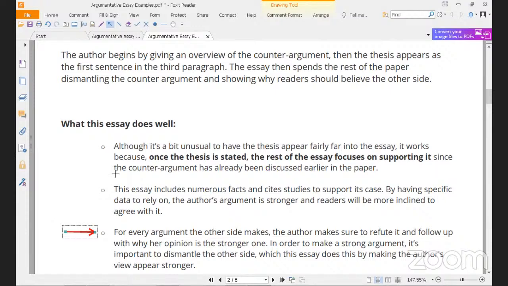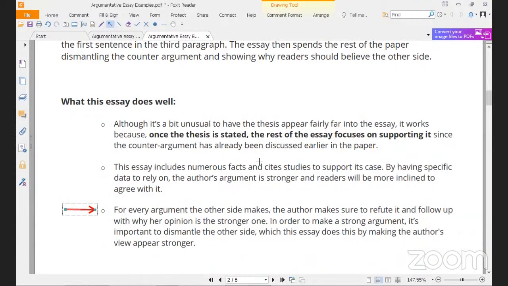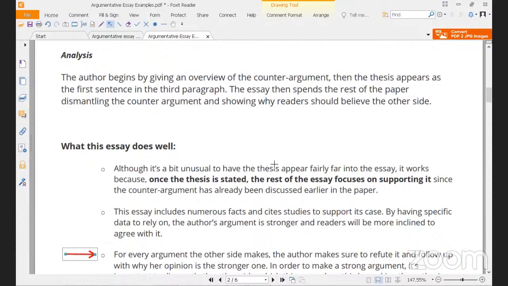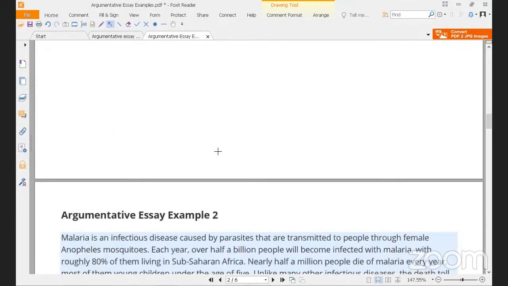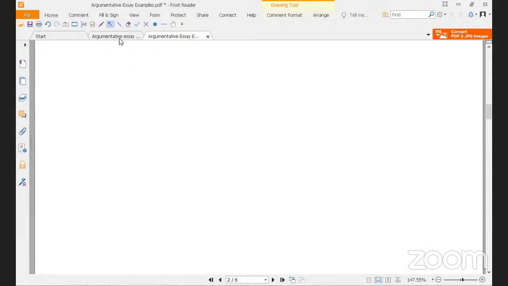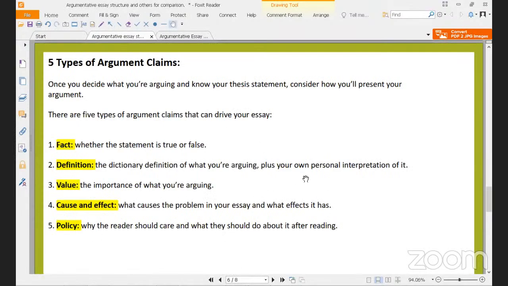Exactly. Okay, so this is what public opinion says, but my argument is the contrary, and this is why. And we give all the reasons so that we can prove and persuade that whatever the public says is incorrect. And I'll give you evidence. Okay, good. Now, we're going to stop here. We're going to read about a second example in just a minute. Let's continue into our presentation.